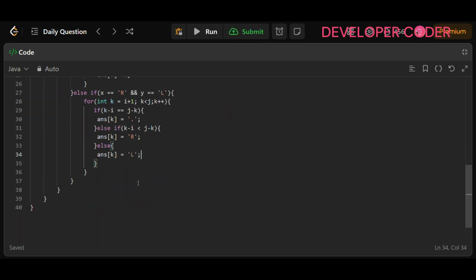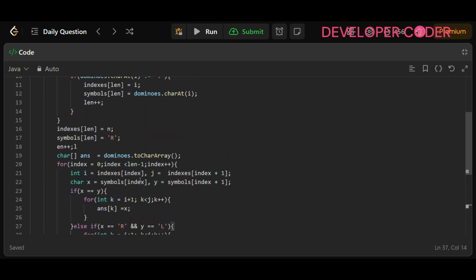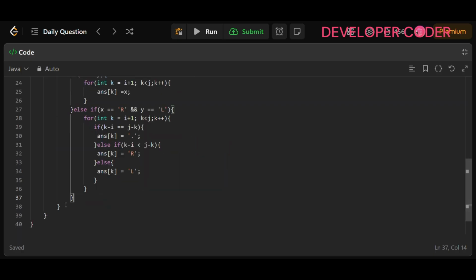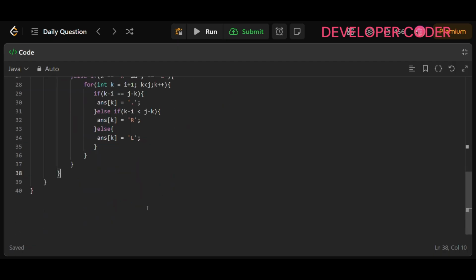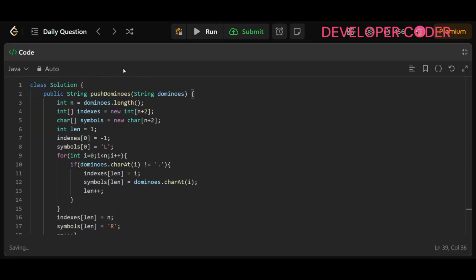Done. Now in the end, this for loop ends here. After this you have to simply write return. Since the return type is string, return string dot value of this particular array, answer. It is going to convert this to string. So now let's run the code and see if there are any code issues. We'll try to fix that.